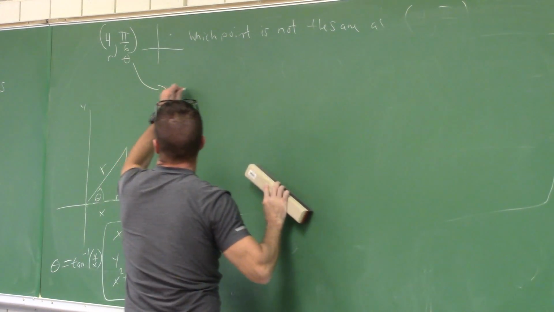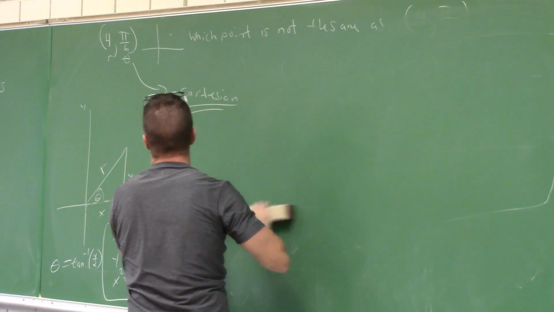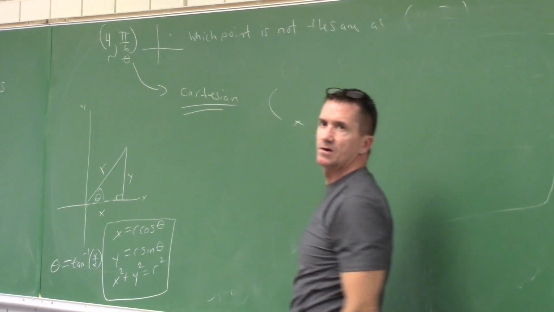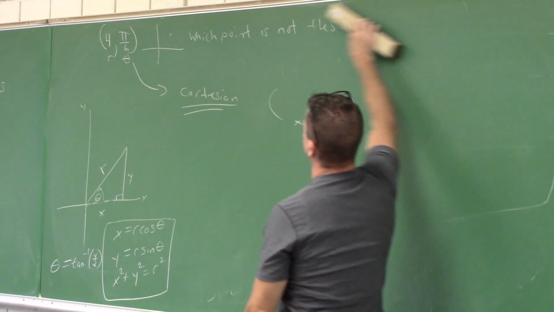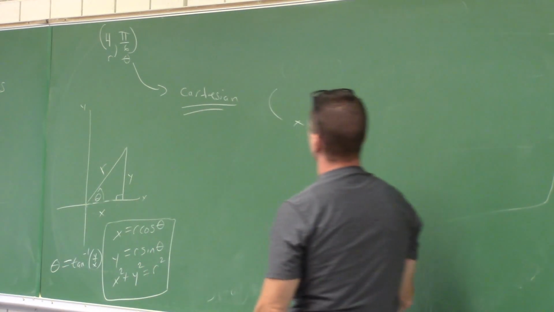What is that point in Cartesian? I'm just curious. Can you get me back to x's and y's? What's that point in Cartesian? What's the conversion?